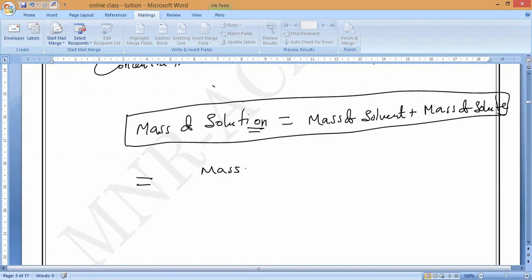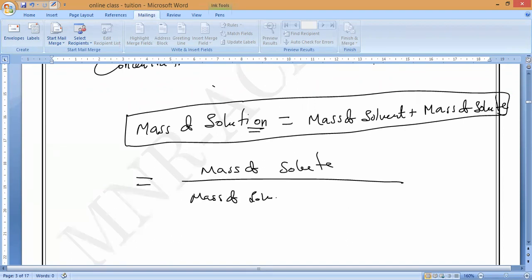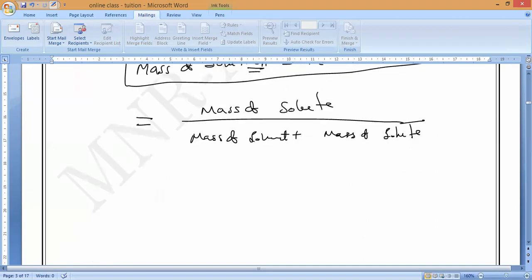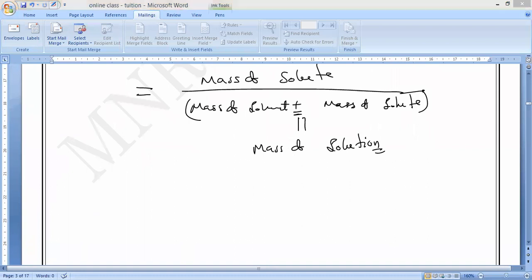Suppose you write mass of solute divided by, instead of mass of solution, mass of solvent plus mass of solute. So Monish will think that this and this will get cancelled. Is it yes or no? But is it possible? No, because at the bottom both have an addition sign, so it is not possible. Understand? So that is equal to mass of solution. You have to remember it. All of you clear?